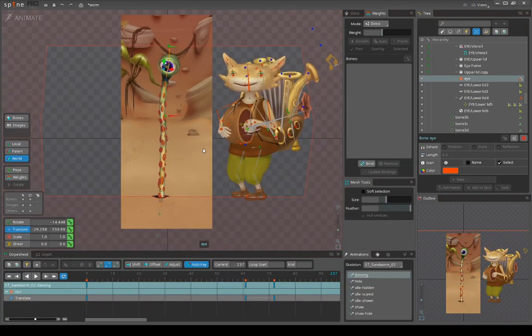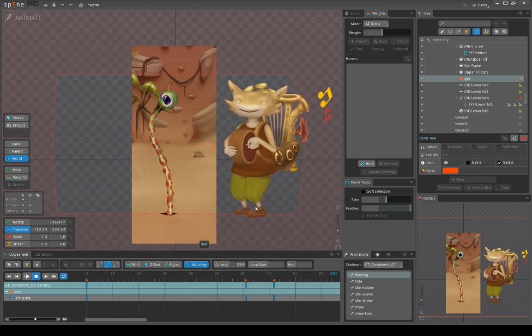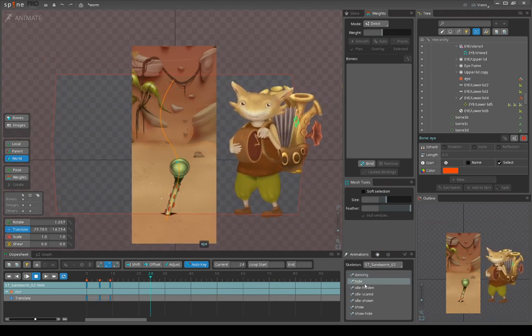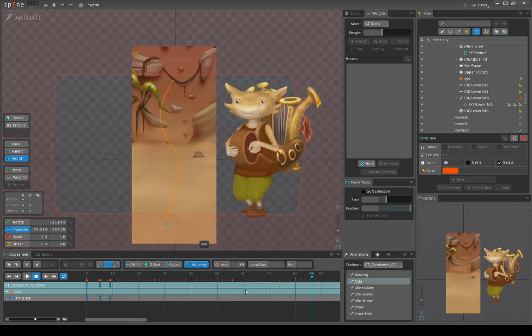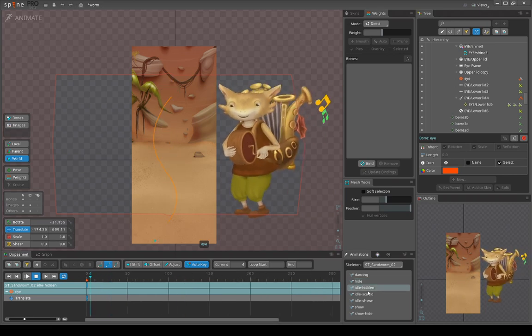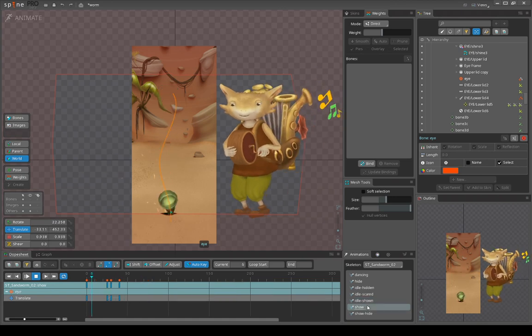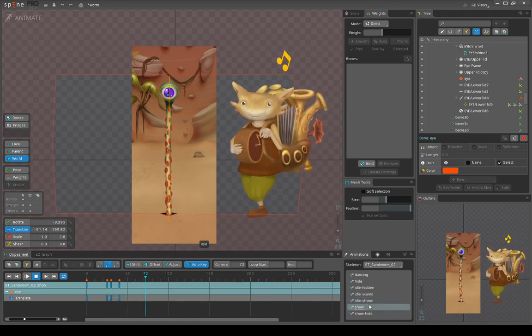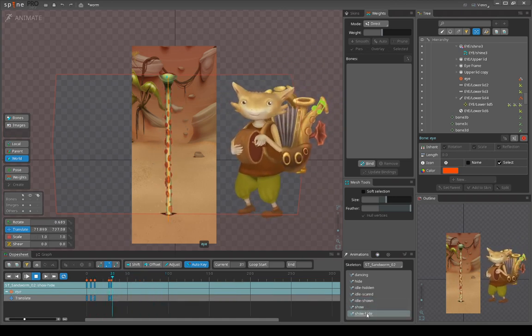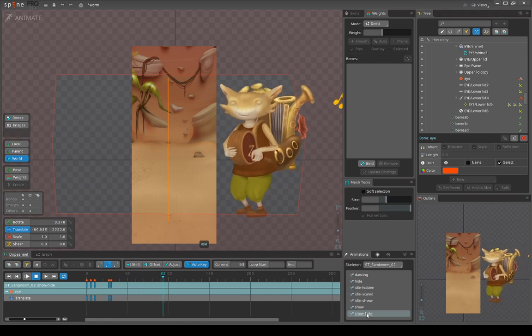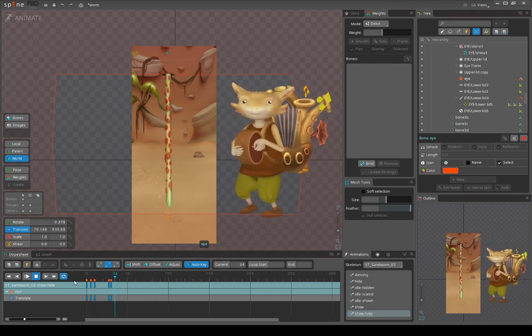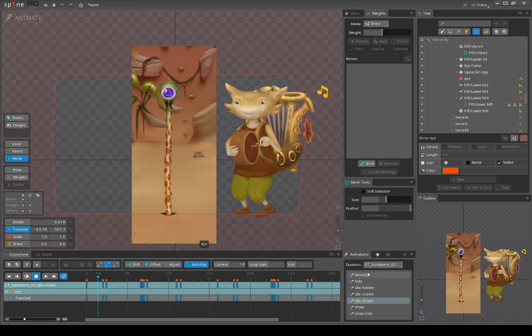Let's see if we have some animation. Nice. Okay, here we have it hiding, and we have showing. Okay, here we have it appear and disappear along the path.